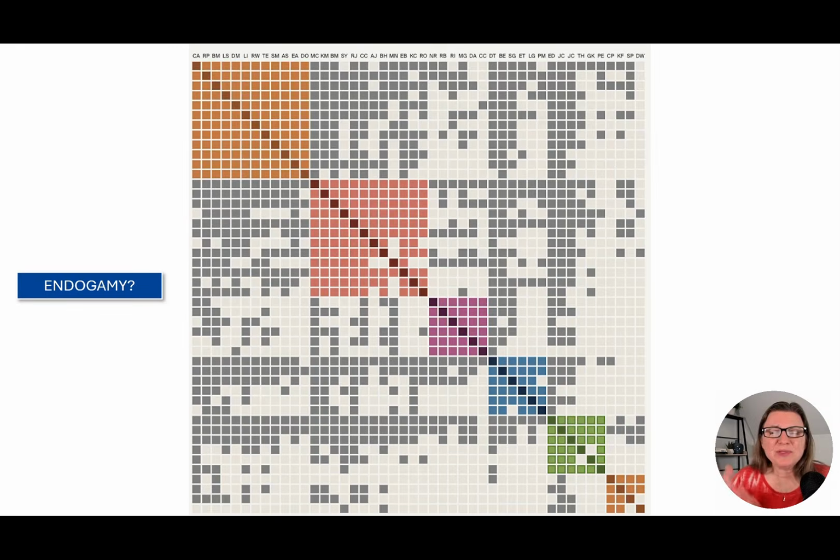And so when people see all of these gray cells, they're like, wow, it looks like everybody's related to each other. And so they think endogamy. But in this case, that's not the case. And it often is not the case. Instead, this is kind of an artifact, or an outcome of how Ancestry is creating their clusters. So that's what we're going to dive into today.